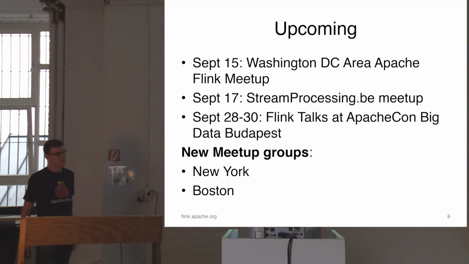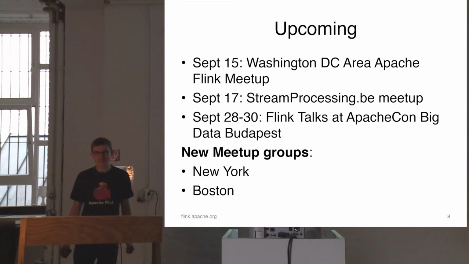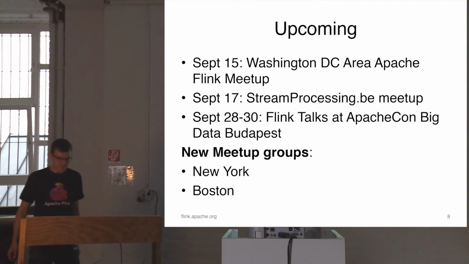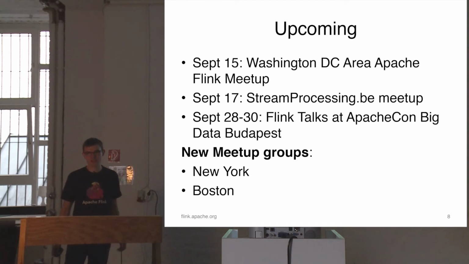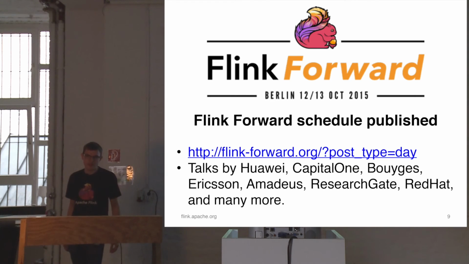There are a lot of meetups popping up all over the world. I think right now a lot of meetups pop up on the East Coast. So we have a Washington DC meetup now, and we have a meetup group in New York and Boston. And I've heard rumors that they also have soon their first events there. And we have a talk in Brussels, and also multiple talks at the ApacheCon in Budapest. And as I said earlier, for Flink Forward, we published the schedule with the first talks in.